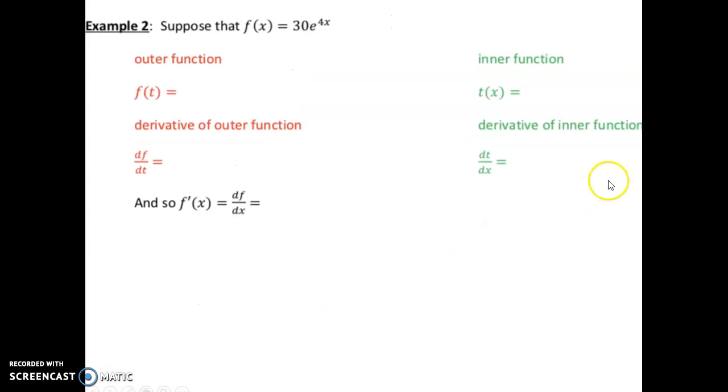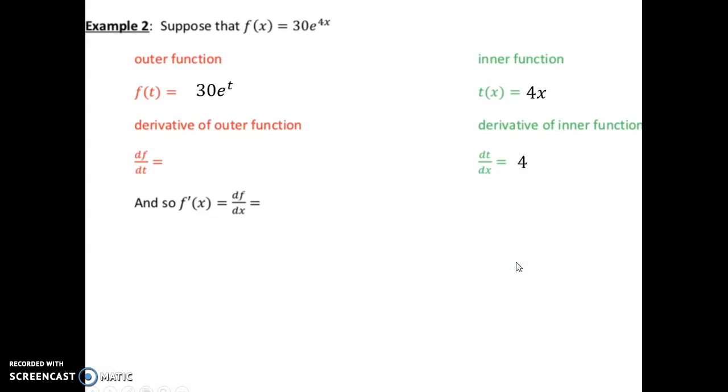Now this next one is sometimes hard to see the inside function. When we have exponentials, for the most part, if I have something other than just a number or a variable x as my exponent, then I have to use the chain rule. So in this case, if you notice, it's not just e to the x, it's e to the 4x. So I have to use that as my inside function. Rewriting the outside function as 30e to the t.